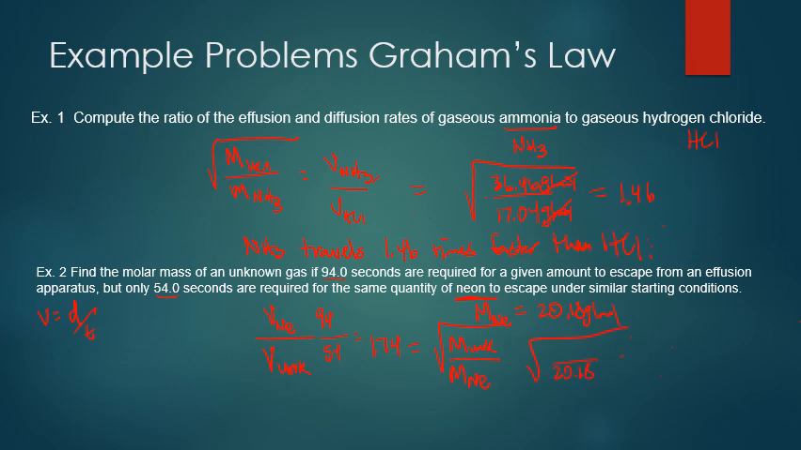So 20.18 over the M for the unknown, get our Munk here, and that would equal 1.74. So to solve, I'm going to take the square of both sides. If I take 1.74 and I square it, that gives me 3.03. I can now take that value and multiply it times the 20.18 grams per mole. And if I multiply that, I'm going to get approximately 61.15 grams per mole.